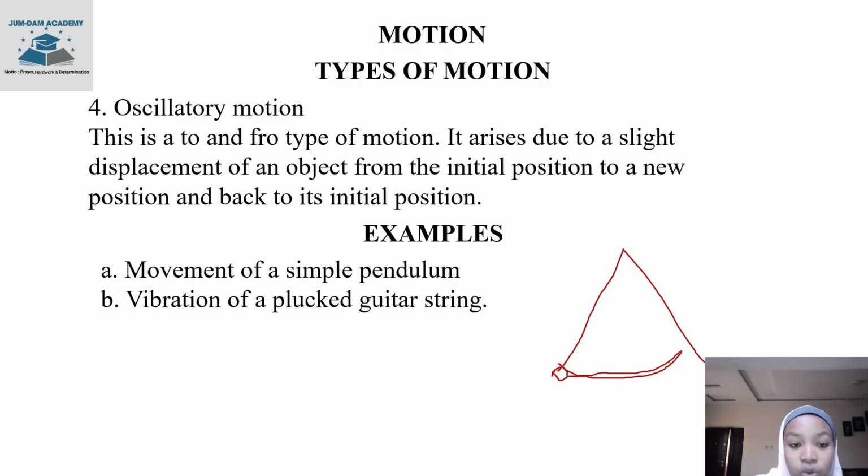Then there is vibration of a plucked guitar string. For guitarists, when you pluck your string, it bounces like this and comes back to its initial position. So that is oscillatory motion.